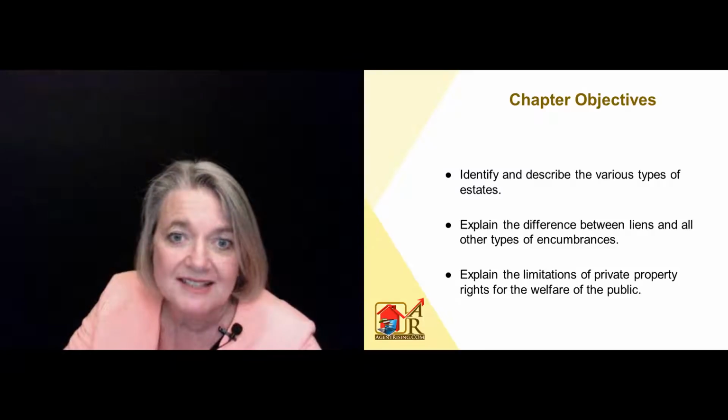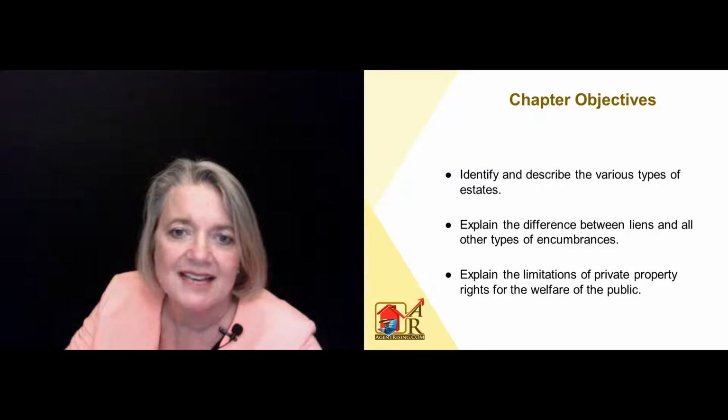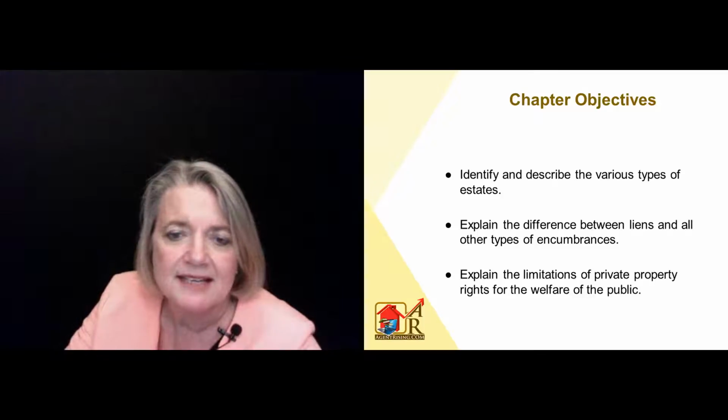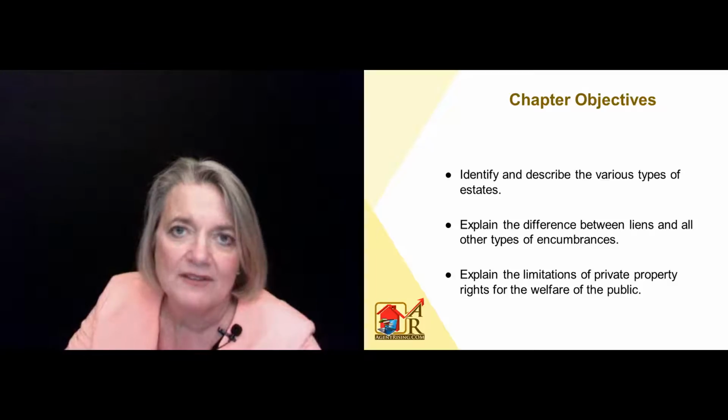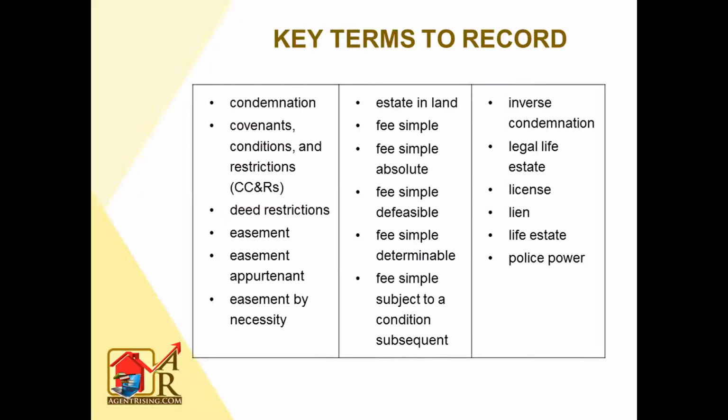Our objectives in this unit are to identify and describe the various types of estates, explain the differences between liens and all the other types of encumbrances, and explain the limitations of private property rights for the welfare of the public. But first, let's dig into our key terms for you to record. Again, you're going to find them in the book, and I am going to read the term, the definition, and then go on to the next word.